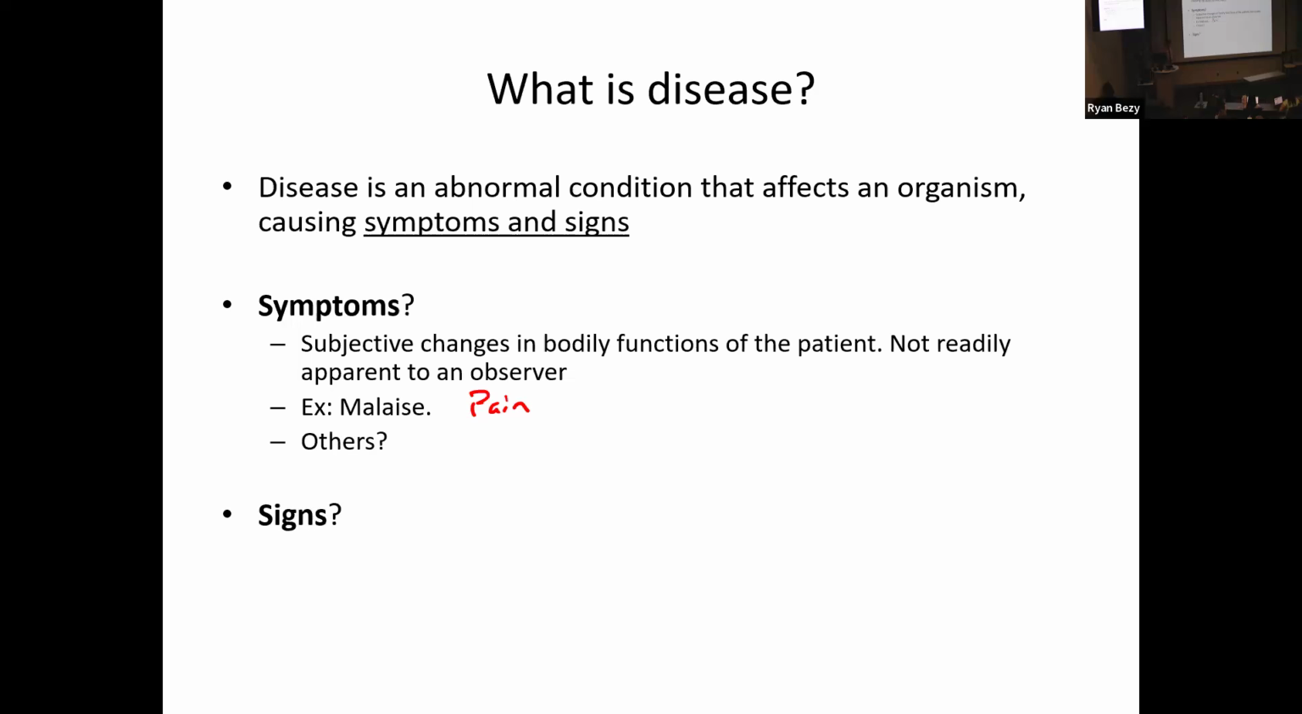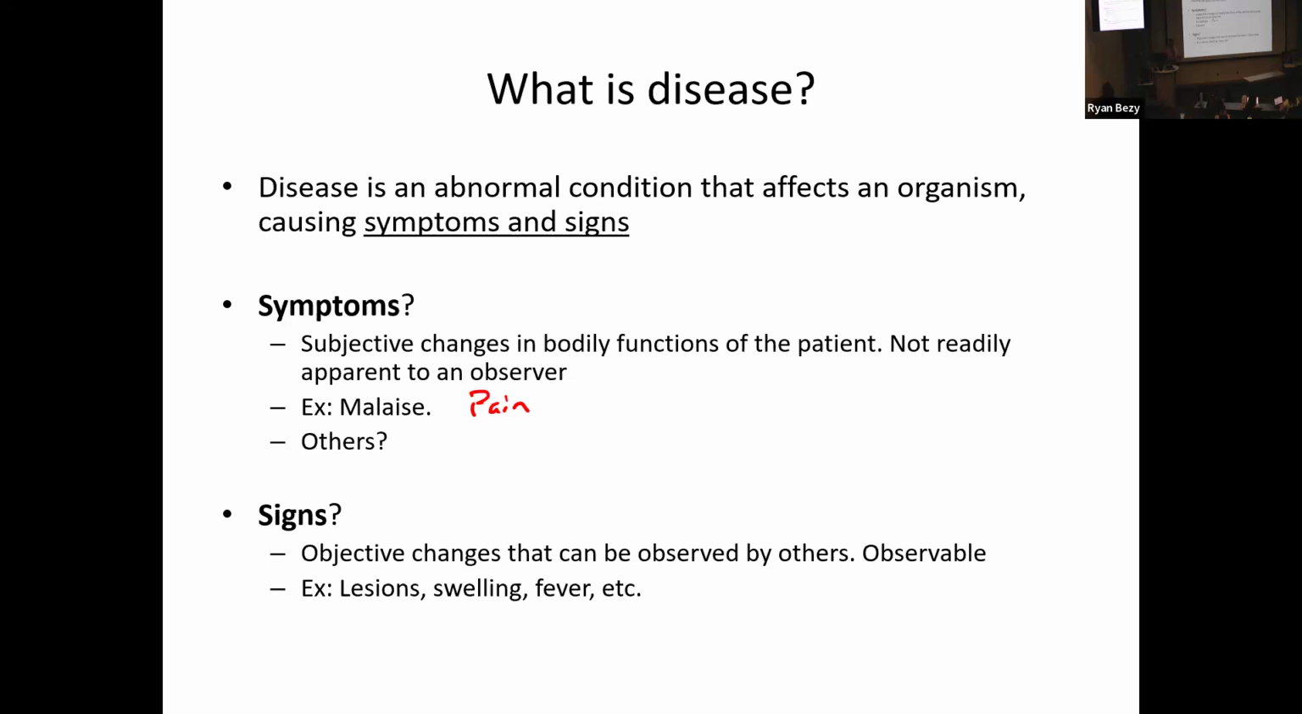Then there are things like signs. And again, signs are more objective changes. Objective things are going to be things that can be observed, can be measured. And so what might be an example of a sign of disease? Rash, I heard. Fever, you can measure a fever, you can feel that somebody is hot. It could be lesions, inflammation, and swelling. If something's inflamed, it looks what color?